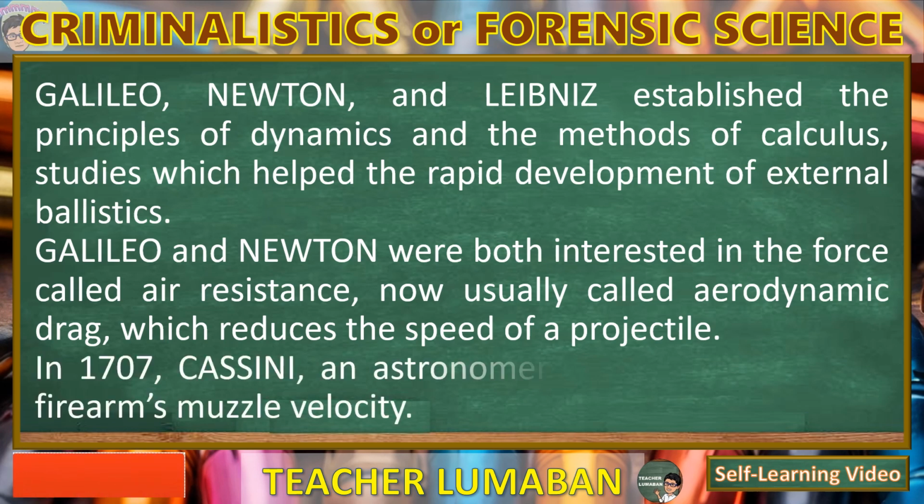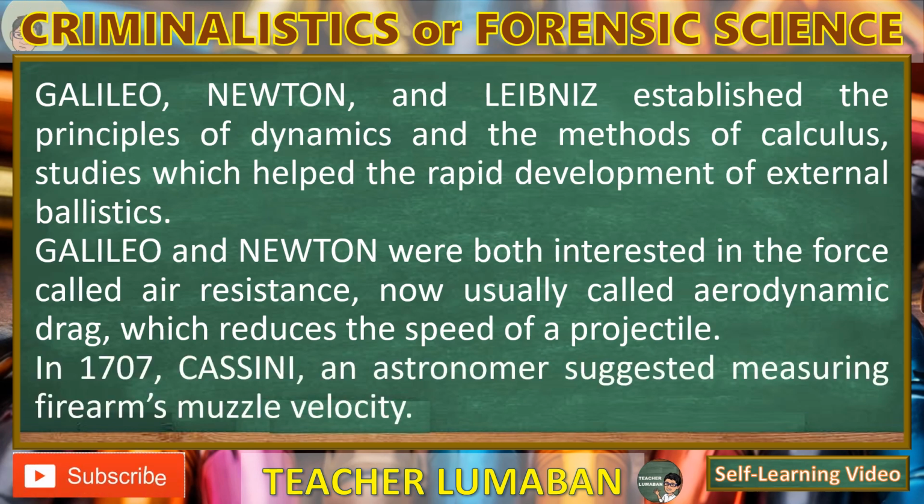In 1707, Cassini, an astronomer, suggested measuring firearms muzzle velocity.